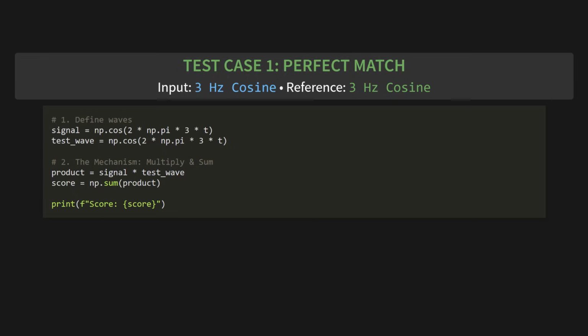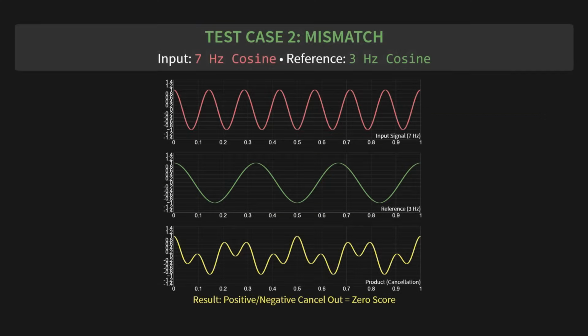And here's the proof in the code. We define the waves. The signal is a numpy.cos at 3 Hz, and the test wave is identical. Then we do the 2 key steps you see here. We create the product by multiplying them, and then we sum it up to get the score. And look at that, the score is 500.0, a really strong detection. It works perfectly.